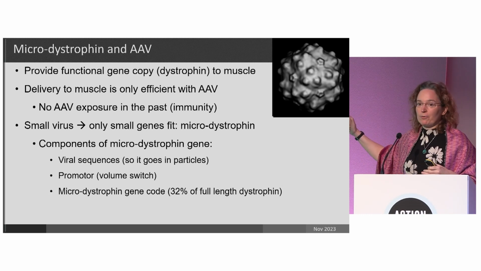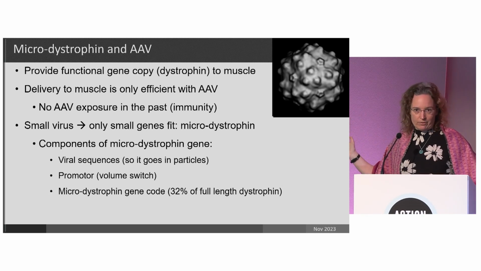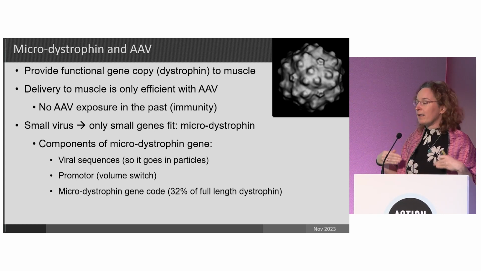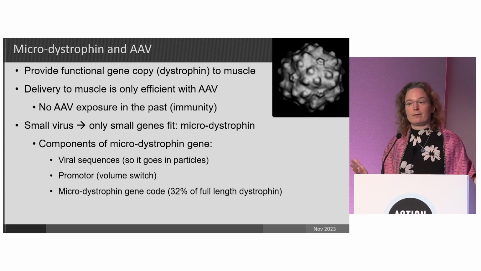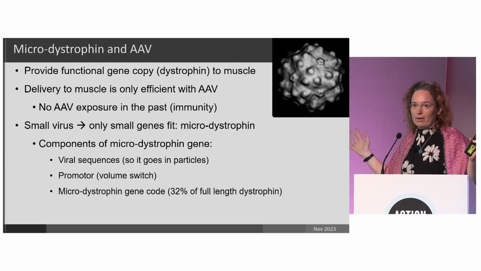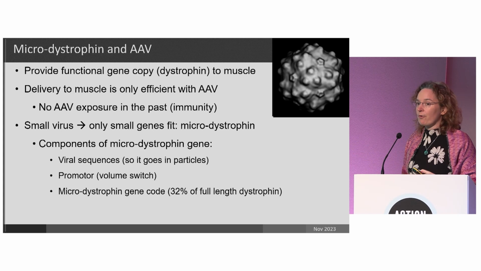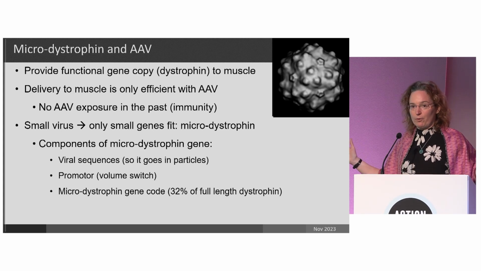We need some viral sequences because our gene needs to go into the AAV. You can see the viral shell there. It needs a promoter. That's a volume switch, so the gene is on in muscle and heart. And then we need our dystrophin gene, but that's too big, so we had to make it smaller, and now it's become a microdystrophin. And it's only 32% of the normal dystrophin.